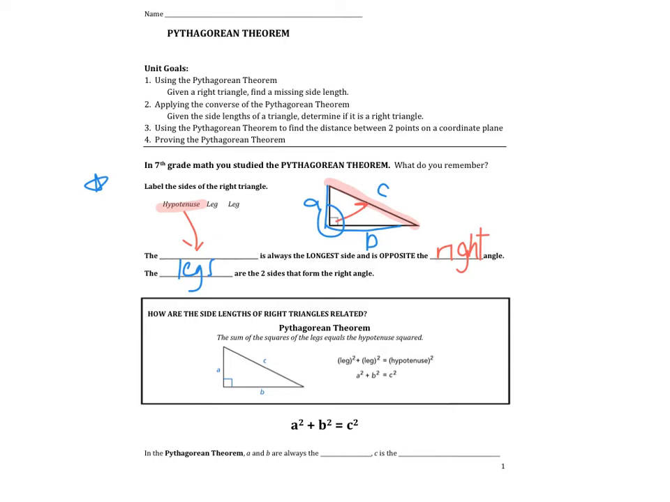Here is the Pythagorean theorem. It's very important that you know it. You will memorize it. It's not a very hard one to memorize. A squared plus b squared equals c squared. A and b are always the legs. C is the hypotenuse.